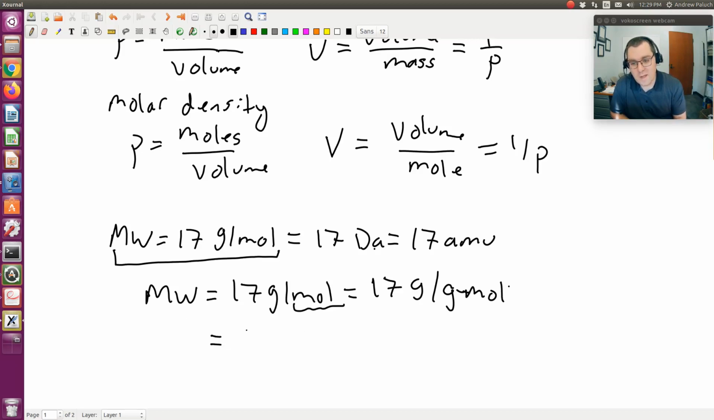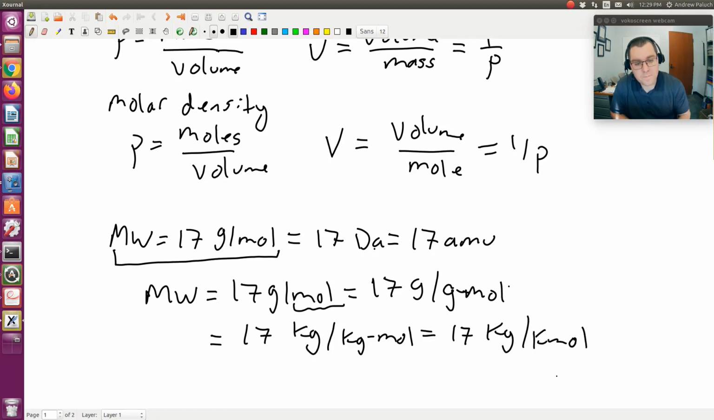You might also see it as, say, 17 kilograms per kilogram mole, or more commonly 17 kilograms per kilomole. Or, as relevant to this problem, 17 pounds per pound mole. It's all the same. Hopefully I haven't confused you or lost you yet, but you have to keep track of all these things.